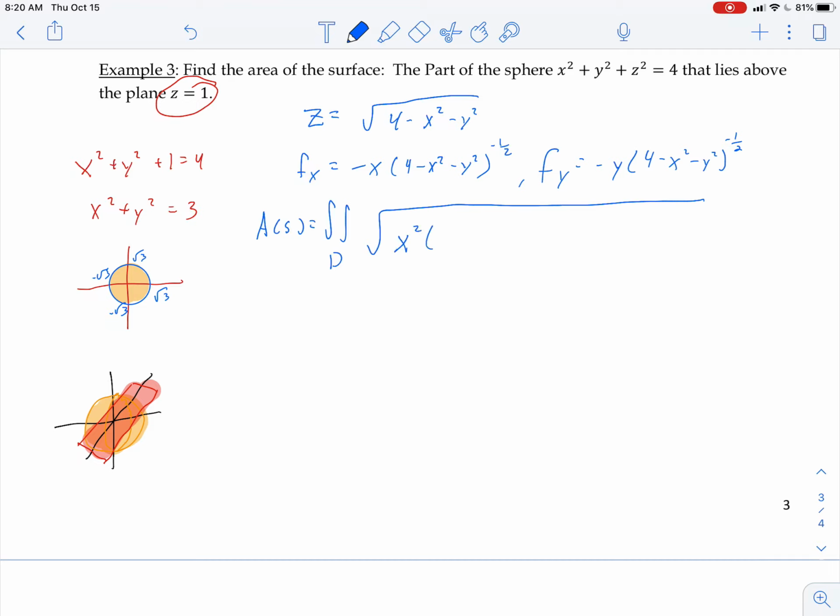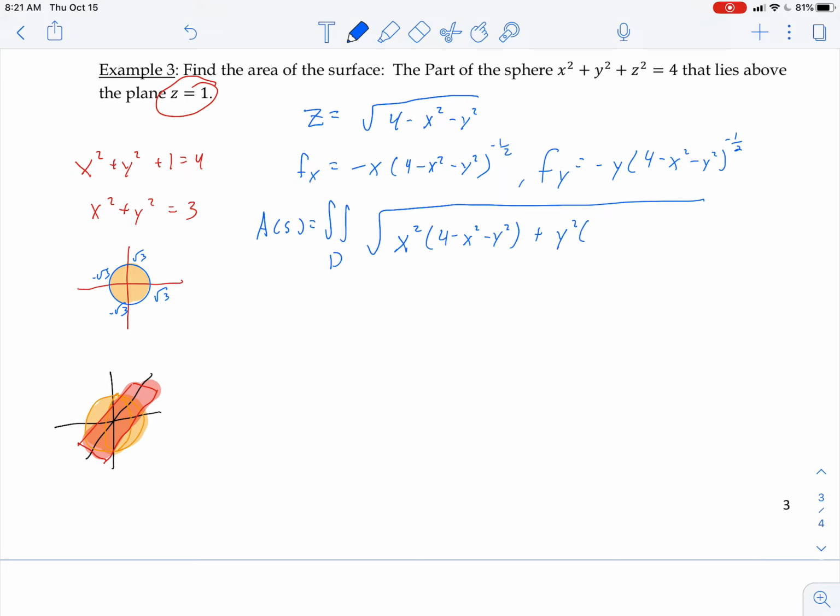So it's going to be x squared times, it looks like we have (4 minus x squared minus y squared) to the negative 1/2, squared. So that's going to be to the negative 1. So 4 minus x squared minus y squared. So all I did was to square that.